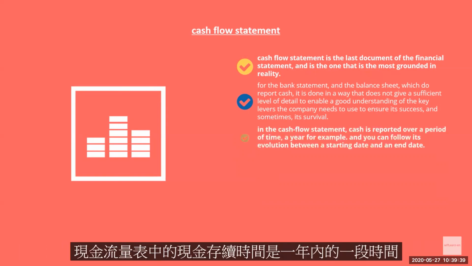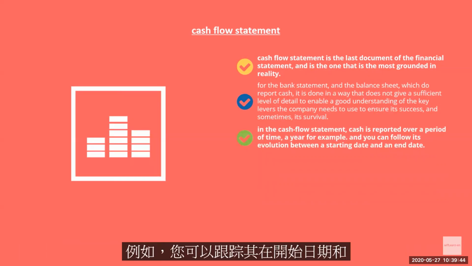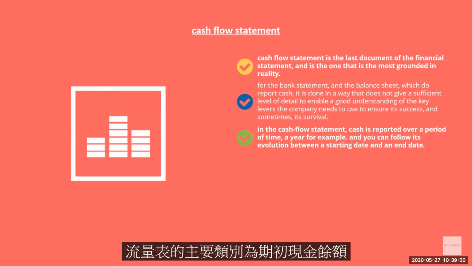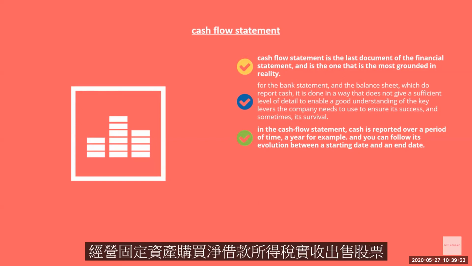In the cash flow statement, cash is reported over a period of time, a year for example, and you can follow its evolution between a starting date and an end date, such as the 1st of January up to the 31st of December. In a cash flow statement, the main categories are the beginning balance, cash from operations, fixed asset purchase, net borrowing, income tax paid, sale of stock, and the ending balance.